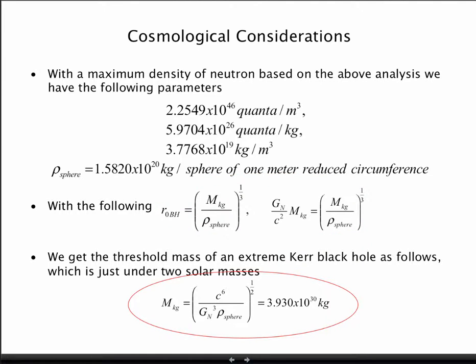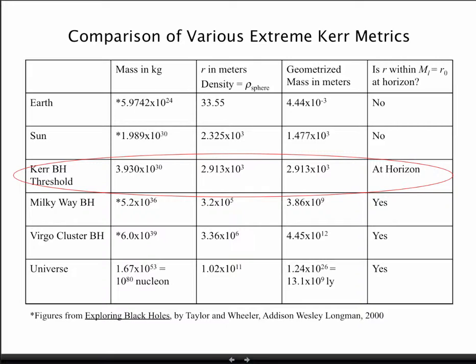As we can see, this corresponds with the conventional wisdom of approximately 2 solar masses, no doubt arrived at by similar reasoning. Here we have a comparison of various extreme Kerr metrics along with the Kerr black hole threshold shown in the middle.